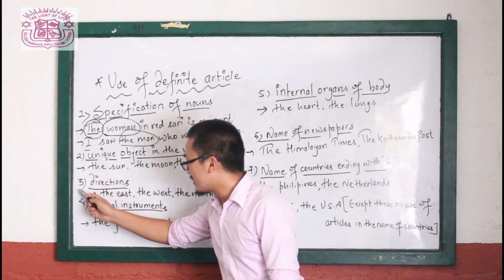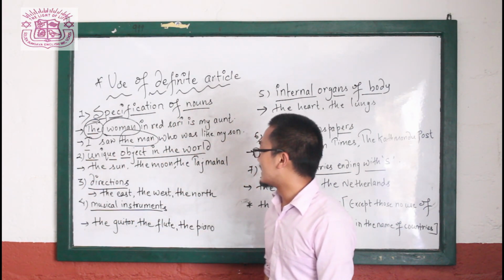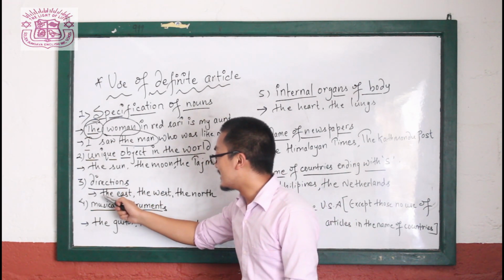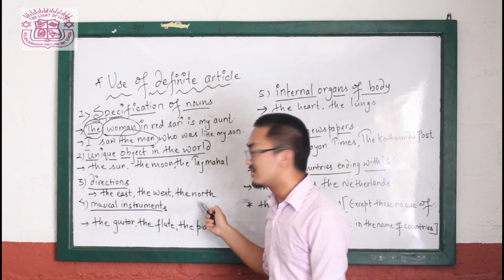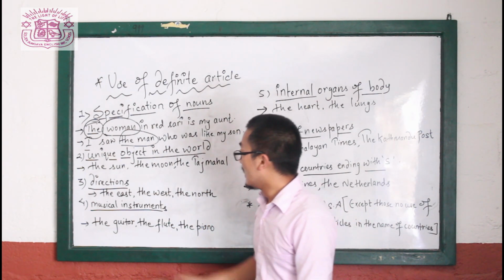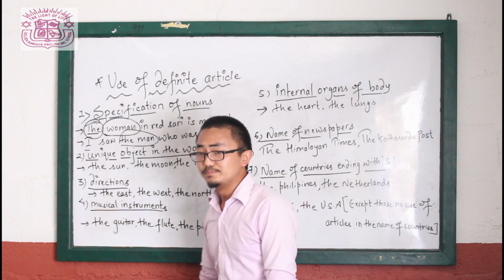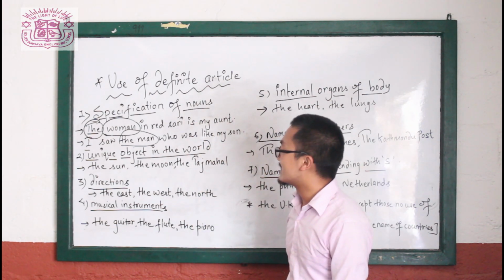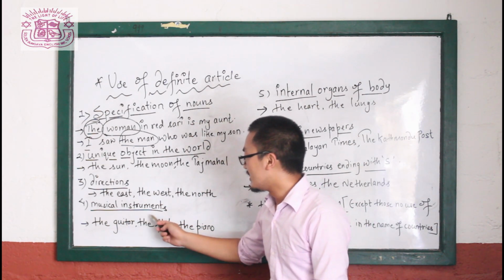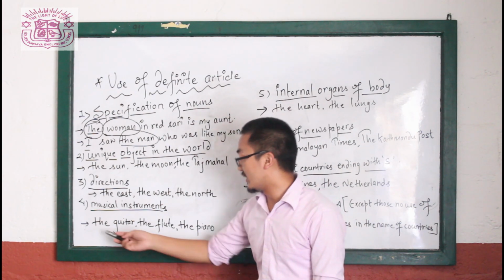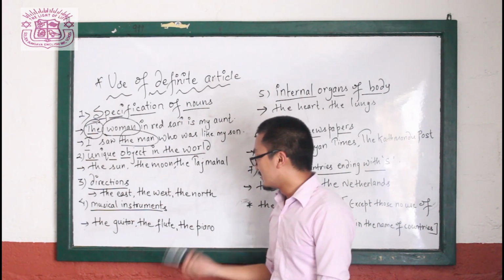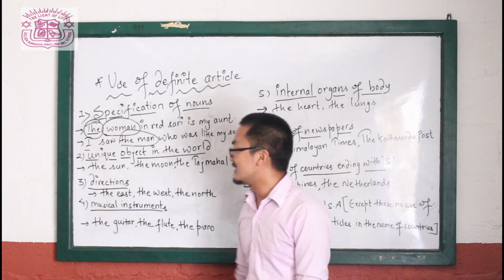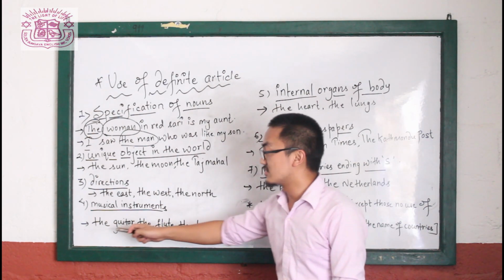Similarly, the third usage of this definite article is, it is used to show directions. We generally say in the east, the west, in the north. In such a way we have to denote the directions too. And after that we have the fourth use of definite article, and it is used with musical instruments. Like we say, I like to play the guitar, I like the sound of the flute, the piano. In musical instruments too, we generally use the.